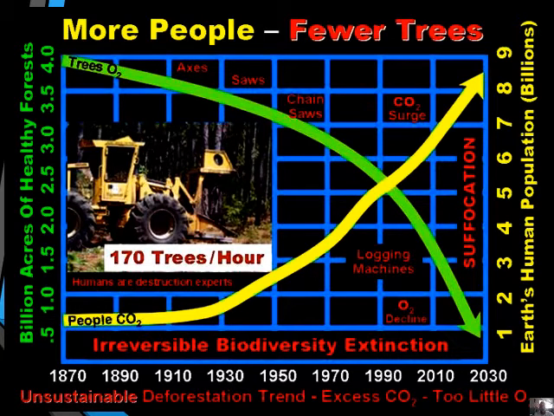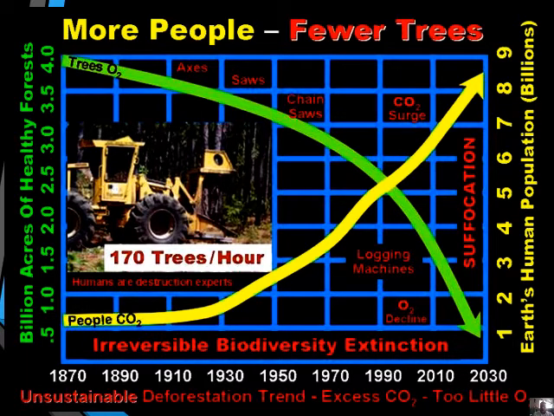People release carbon dioxide, whereas trees release oxygen, and we can see that eventually, if we reduce all of our trees to almost zero, we are not going to have any oxygen. Approximately, we estimate that it's 170 trees per hour, and think how long some of those have taken.